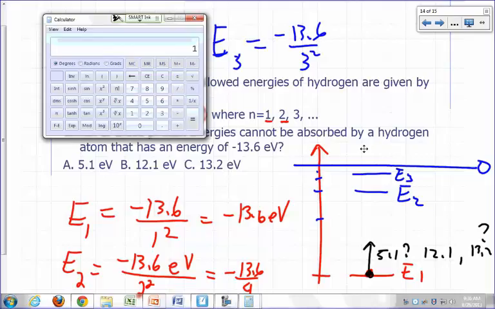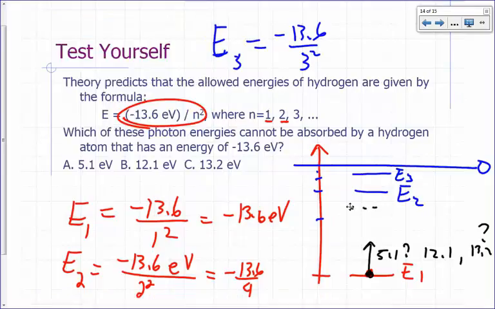Okay. Negative 13.6 plus 5.1 will take it to negative 8.5. Where is negative 8.5? Somewhere over here. So that would not be allowed. So 5.1 cannot be absorbed. You know for a fact right away based on the Bohr frequency condition.